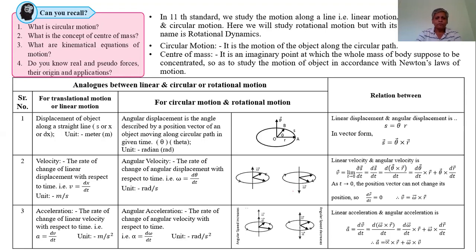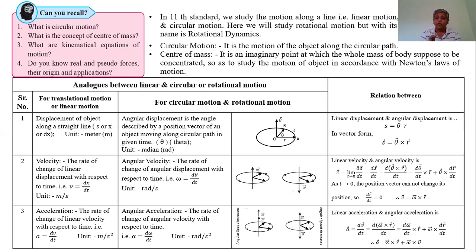These are the primary concepts. Other primary concepts are kinematic equations of motion, and real and pseudo forces, which will be recalled after that. First, we draw an analogy between linear and circular or rotational motion. When the body moves along a line, that is called linear motion or translational motion. If the body moves along the circumference of a circular orbit about a fixed point, we say that motion is circular motion.